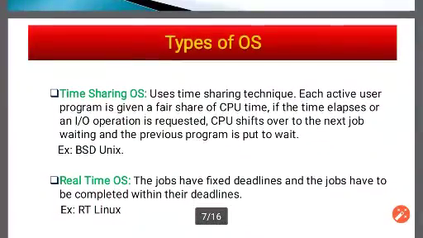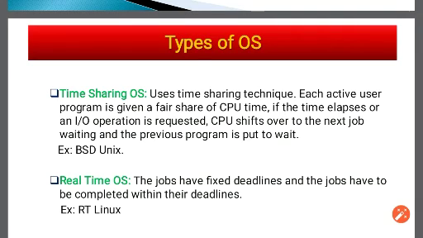Next, we have got time-sharing operating system. OS stands for operating system. Do not get confused with it. It uses time-sharing technique. Now, let us see what is this time-sharing technique. Each active user program is given a fair share of CPU time. If the time elapses or an IO operation is requested, then the CPU shifts over to the next job waiting and the previous program is put to wait.